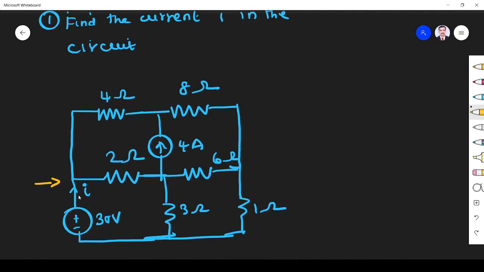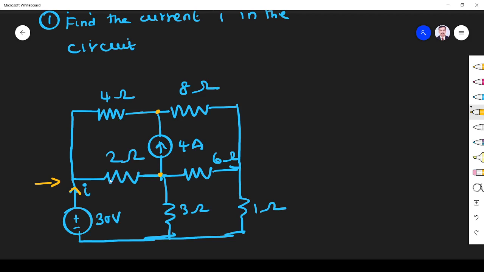So here we have a current I. So this current only we have to find. It comes under the category of supermesh because we have one current source in between the two loops. So we can say it is a supermesh. One current source is common between two loops. So this branch is the supermesh branch, right? So these meshes form a supermesh.